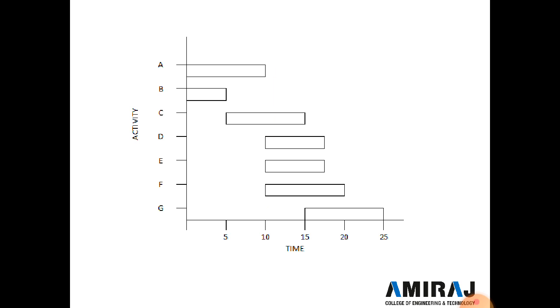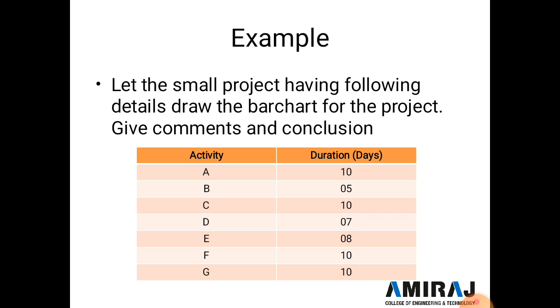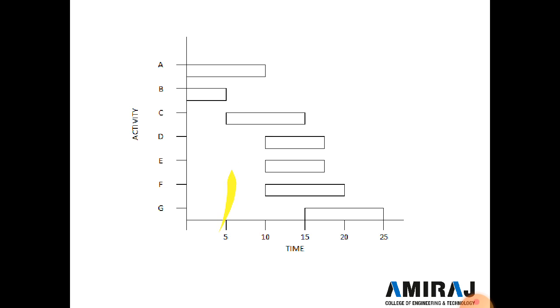Similarly, activity B is for 5 days, as already given in the example. So here 5 days are completed, and we draw the bar for activity B up to here. Similarly, activity C starts after completion of activity B. In the example, one thing is given: write comments and a conclusion.